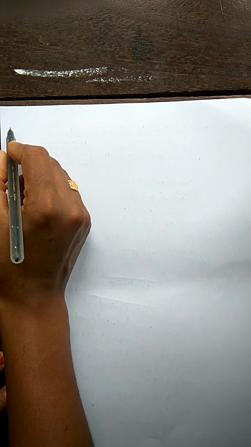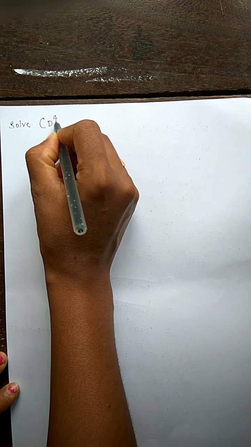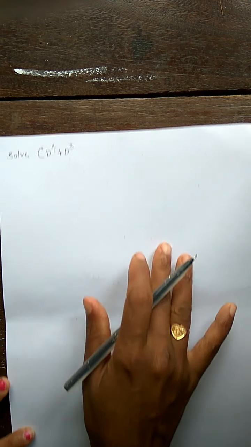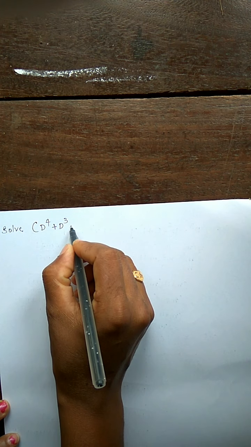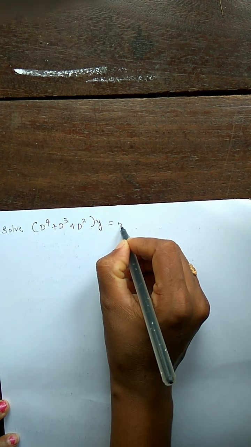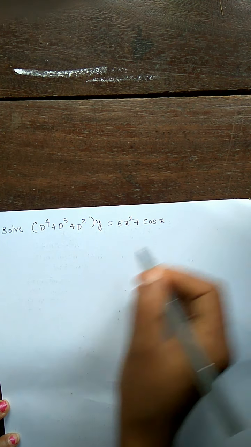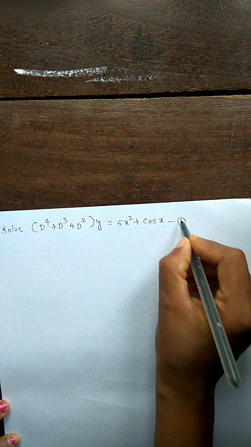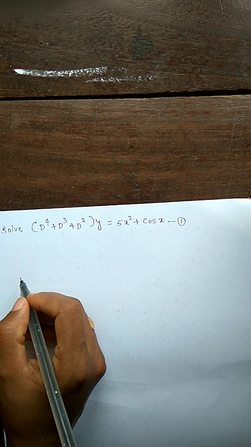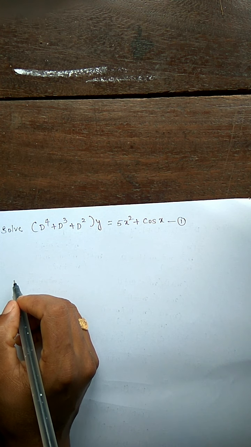Now we shall solve one more problem here. D power 4 plus D cube plus D square into y is equal to 5x square plus cos x. I will call this equation number 1. Solve D power 4 plus D cube plus D square into y is equal to 5x square plus cos x. I will call this equation number 1.